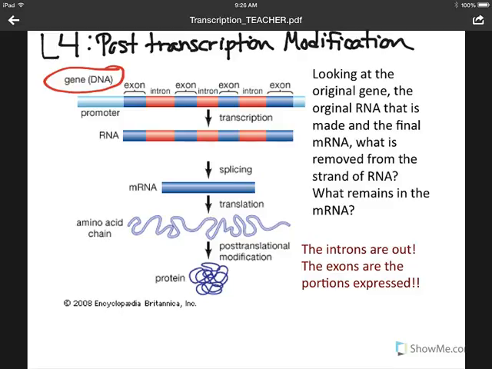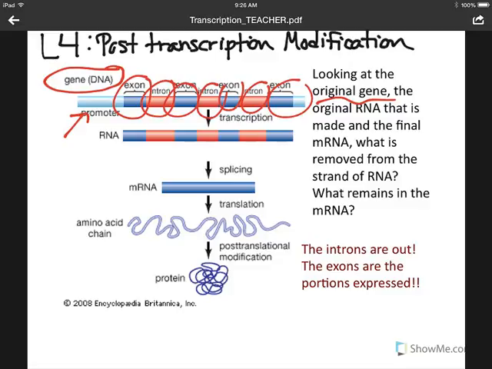So we're looking at DNA, so I've got my A's, T's, G's, and C's. When I look at the original gene here, I notice that it's made up of these exons and introns, and they kind of alternate back and forth. My promoter region is basically where we're going to start creating my RNA sequence.